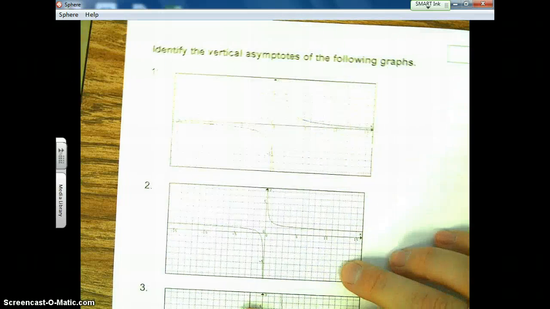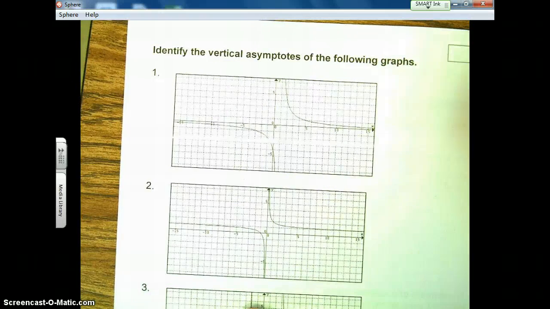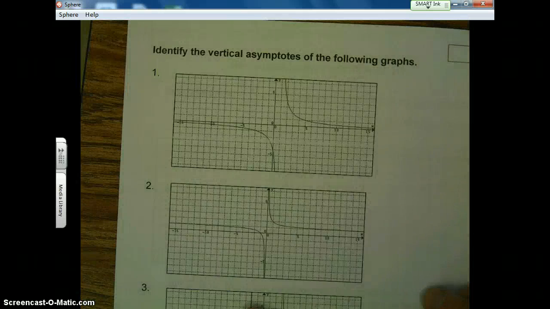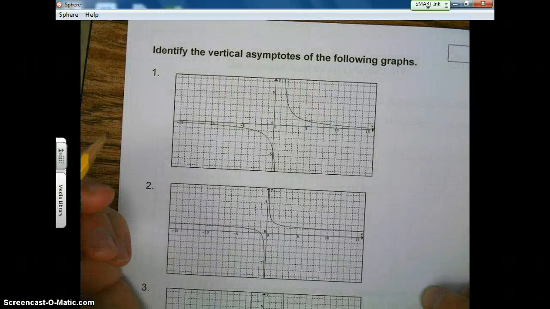Okay, let's see if I can make this a little clearer here. Guess not. Let's try that. There we go. It says identify the vertical asymptotes of the following graphs.